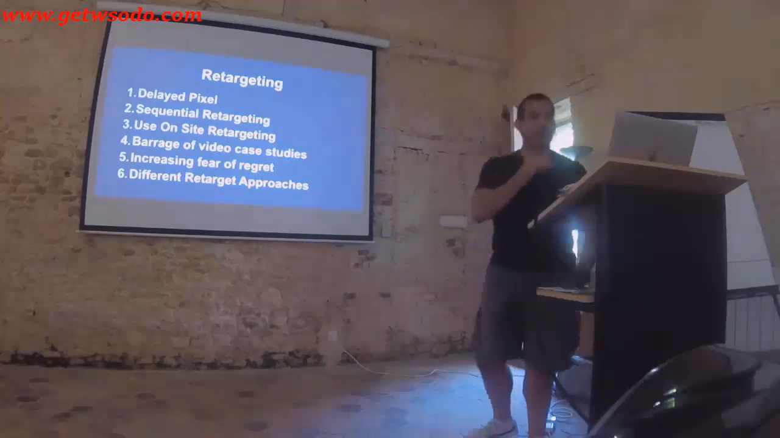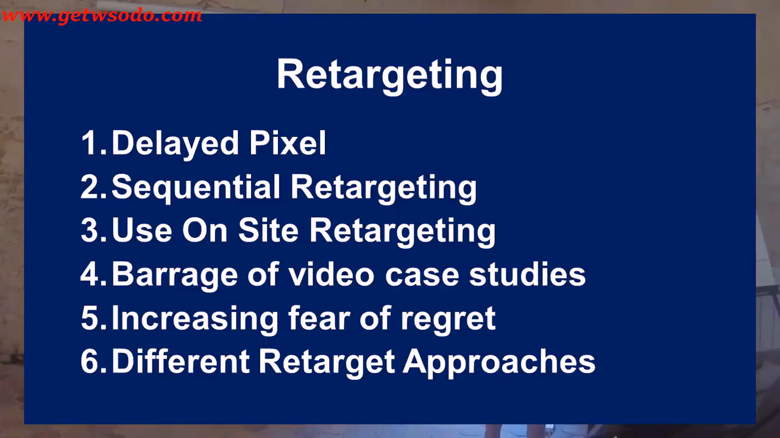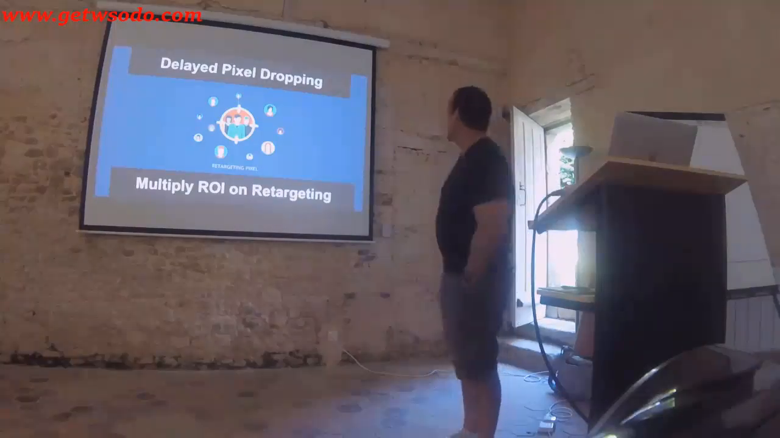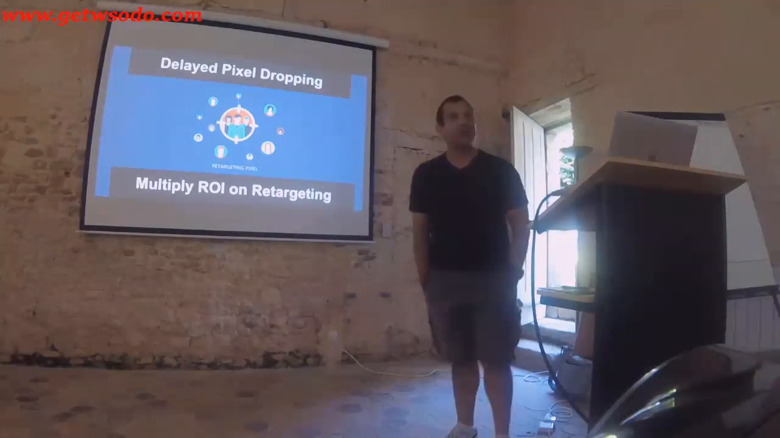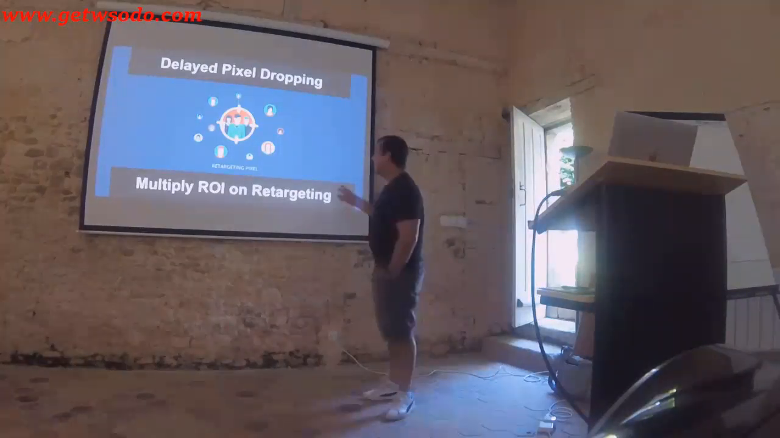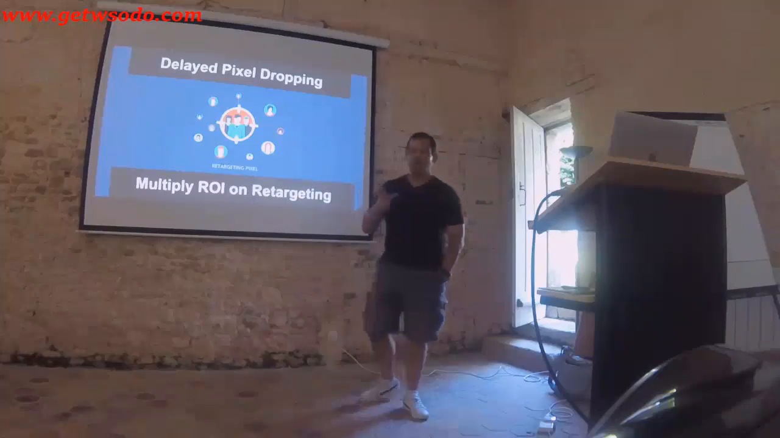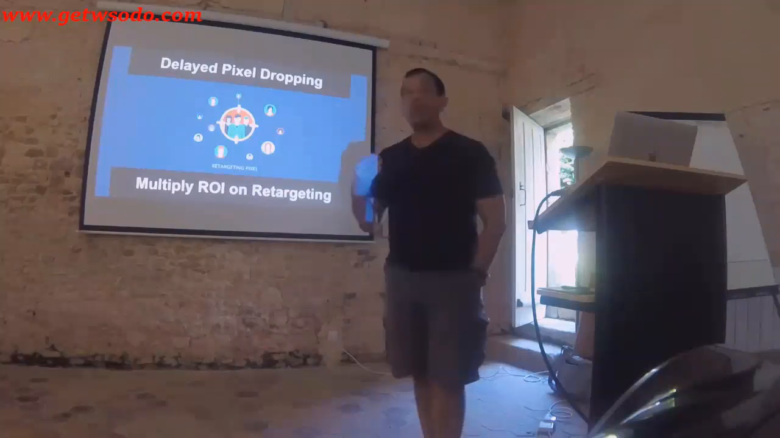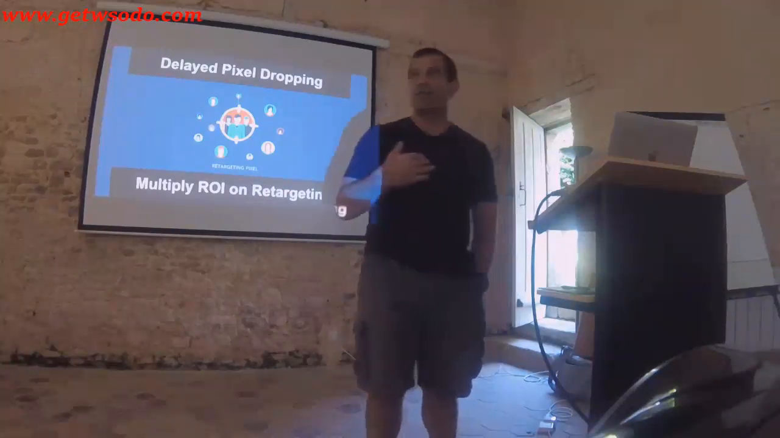So the first thing, though, is delay the pixel, which will immediately make your ROI on your retargeting significantly higher. So this one thing here, I don't know what you guys paid to be here, but this should pay for it if you do any kind of retargeting. As you probably looked at your website and your traffic, you'll see some percentage bounce pretty quickly. They come and go. They're not really interested.